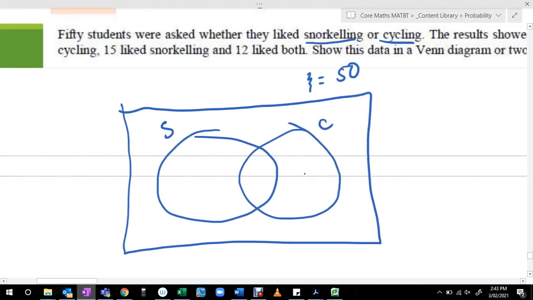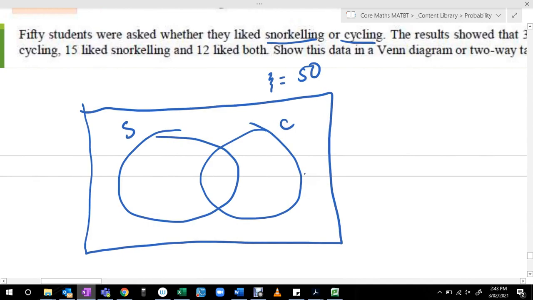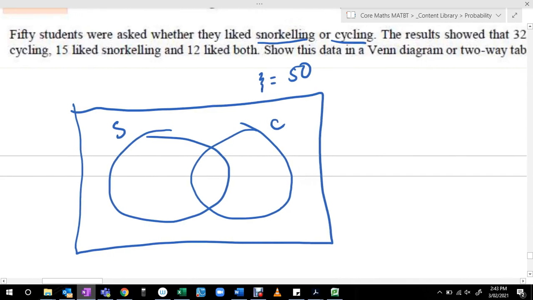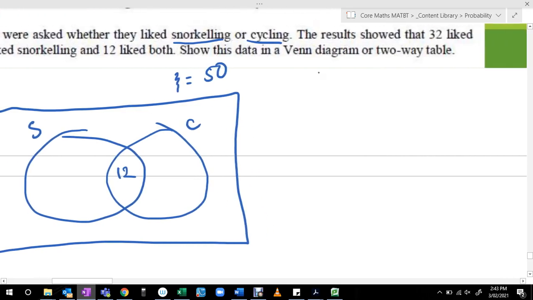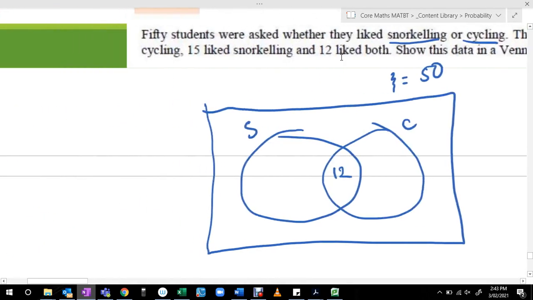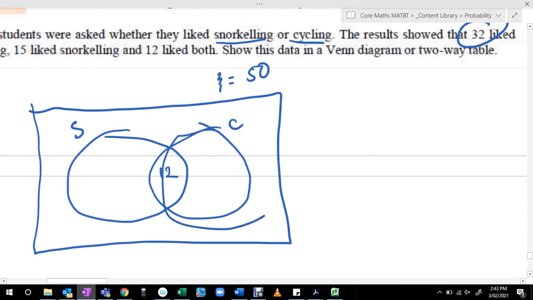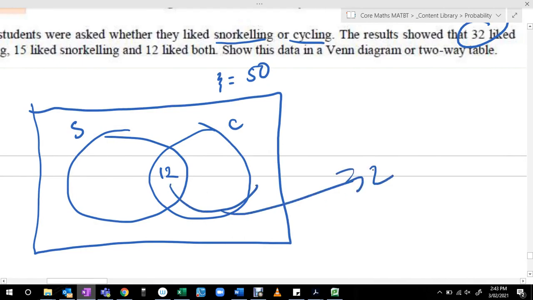Well, one thing I like to do is I always start to write down the intersection. So that means both, which is this. So how many like both? 12. So start with that. That's definitely going to be correct. 12 is both. Okay, then how do I figure out what goes in snorkeling and in cycling? Well, you can see that 32, for example, liked cycling, so that means this whole thing should equal 32, right? So when you add these 2 together, it should equal 32. Therefore, if you've already got 12 in here, what should we put in here? 20. Because when you add them together, it has to equal 32.